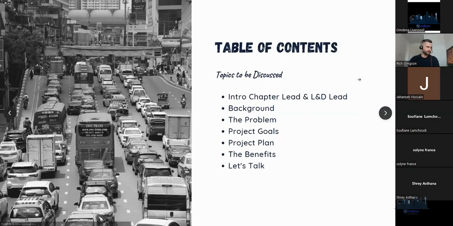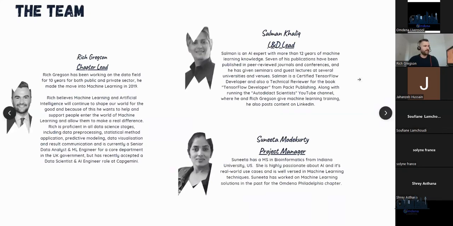Okay, so I'm Rich Gregson, and I've been a professional data analyst for around 10 years now, and that has been in the public sector and the private sector as well. Probably in about 2019, I started to learn machine learning, but I didn't really take it that seriously until I started work for the UK government.